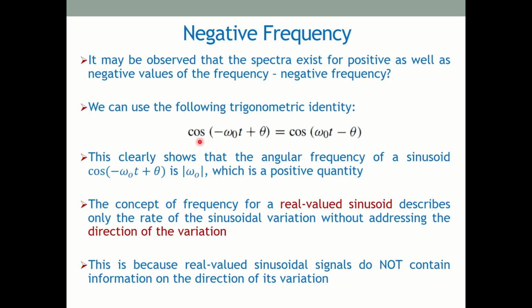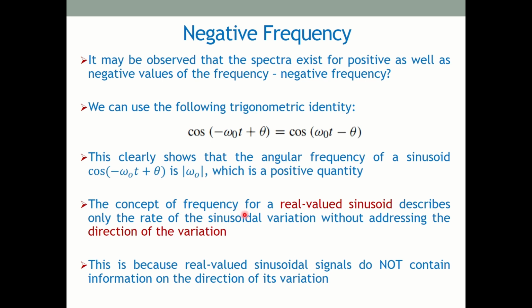This can be explained by looking at the trigonometric identity. For example, cos of minus omega naught t plus theta gives us cos of omega naught t minus theta. So here minus omega naught and plus omega naught are in the same equation. This shows that the angular frequency of a sinusoid, this minus omega naught, is actually omega naught. The magnitude still remains the same, and it's always a positive quantity.